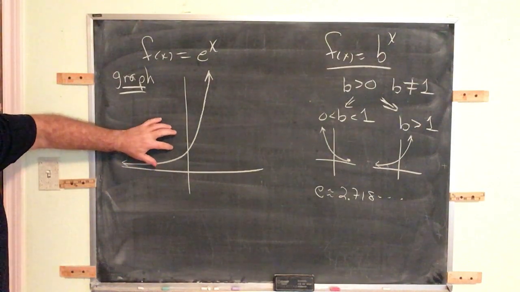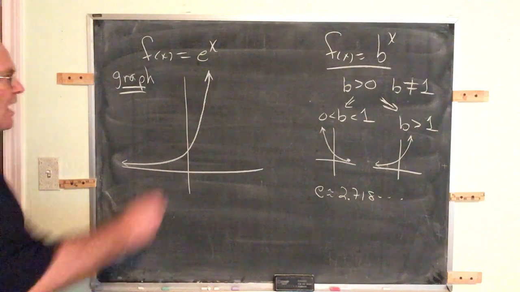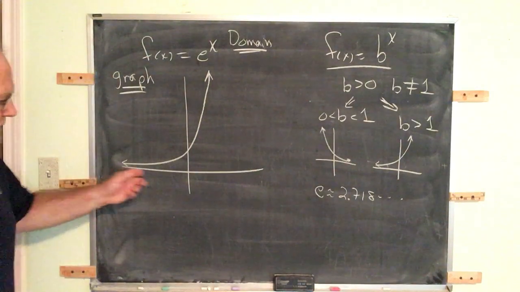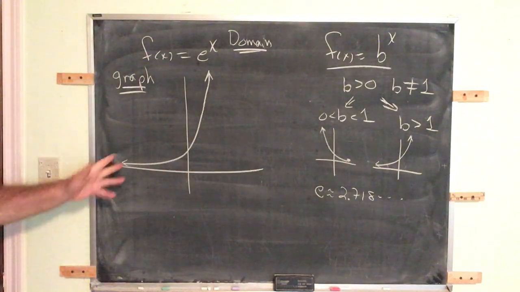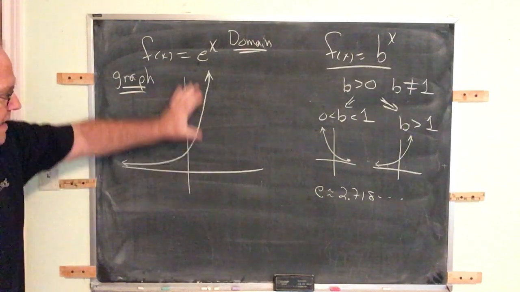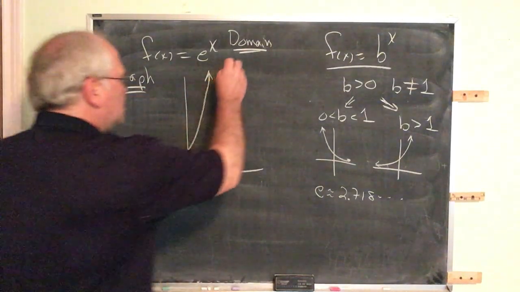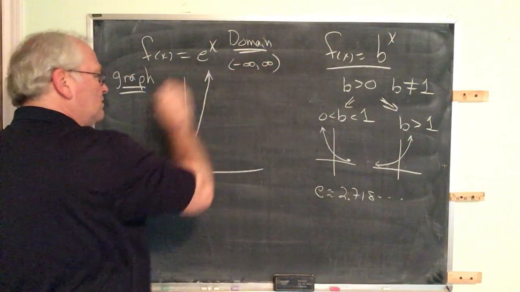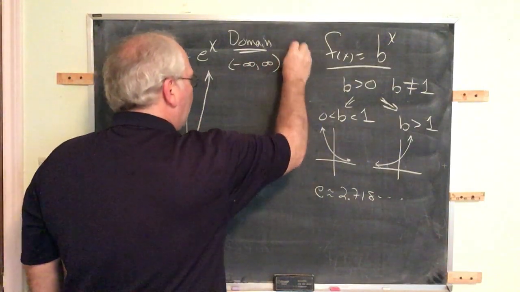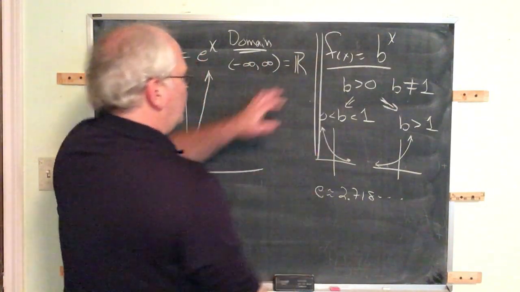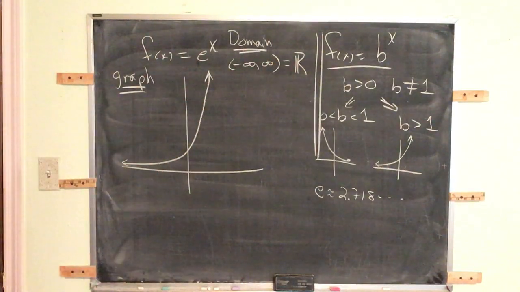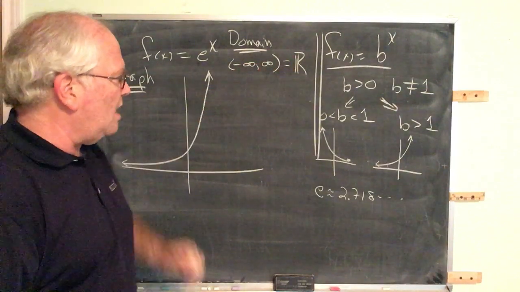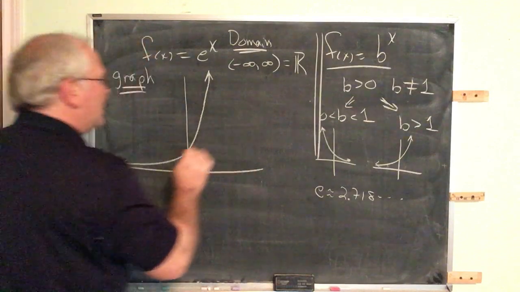Now, some specifics about this particular graph. Domain. The domain consists of all the x values which you are allowed to use for input for this function, and the domain of the function f of x equals e to the x is all the real numbers. So you may write negative infinity to infinity, or you may write the double stroke R version, which is what I tend to use, but those are the same thing. Either the negative infinity to infinity or the all real numbers symbol, they're equivalent. That's the domain of the function.